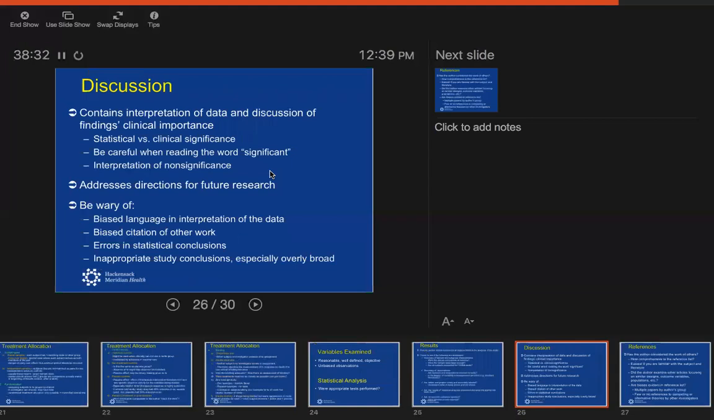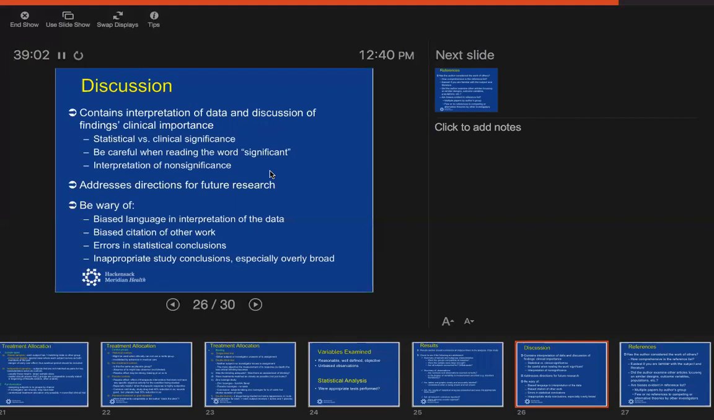So the discussion section contains the interpretation of the data and discussion of the clinical importance. In the discussion section, you may see some discussion about the importance of the results. And it's important to read what they're saying and to know the difference between clinical significance and statistical significance.